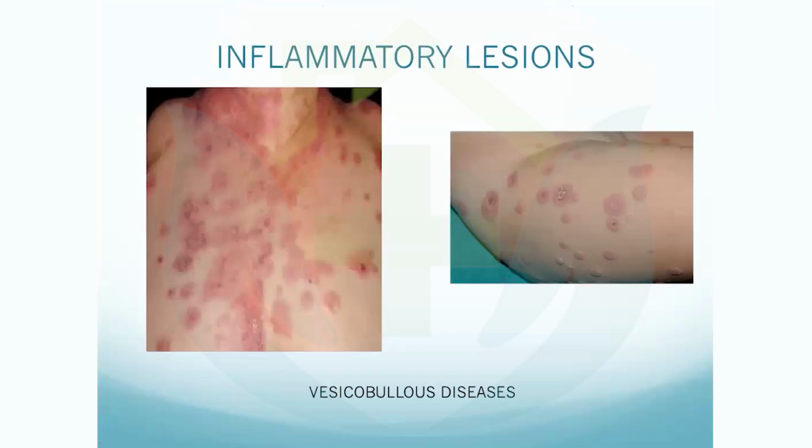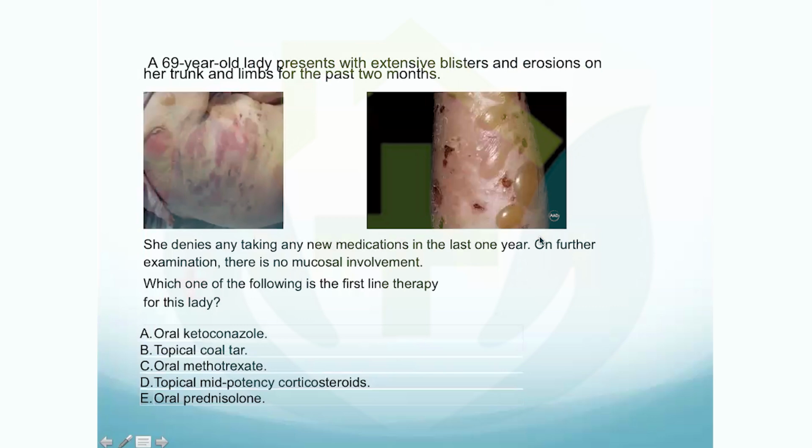Among other inflammatory lesions, we have vesicobullous disease. Vesicobullous disease, to start with, can present with erythematous annular lesions. But if you are lucky, with time they can develop blisters or vesicles, which is definitely suggestive of a vesicobullous disease. Now here we have a 69-year-old lady who presented with extensive blisters and erosions on her trunk and limbs for the past 2 months.